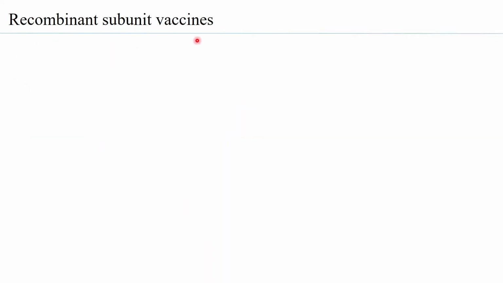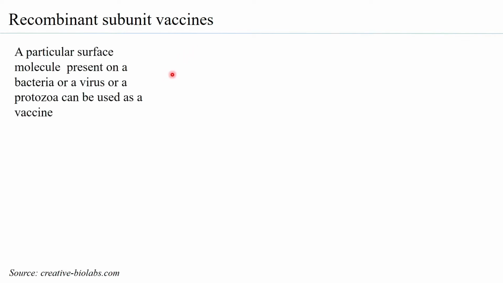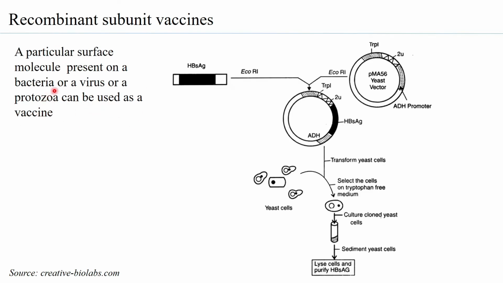Now, recombinant subunit vaccines are another way by which one can get purified macromolecules as vaccines. So a particular surface molecule that is present on a bacteria or a virus or a protozoa can be used as a vaccine because they are antigenic determinants. They are the epitopes. So say for example, one uses hepatitis B surface antigen, and this using EcoR1 is introduced in a plasmid. The plasmid is basically a yeast vector.